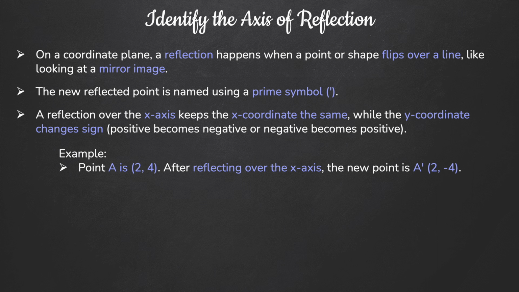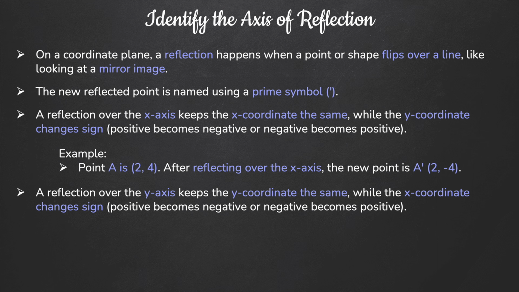So for example, here we have point A, which is 2, 4. After reflecting over the x-axis, the new point is A prime, which is 2, negative 4. And in this case, because it reflected over the x-axis, the x-coordinate stayed the same, but the y-coordinate was 4, and now we have negative 4 for our reflection. So again, if we're reflecting over the x-axis, the x-coordinate stays the same, but the y-coordinate changes sign. So it becomes the opposite of what it was.